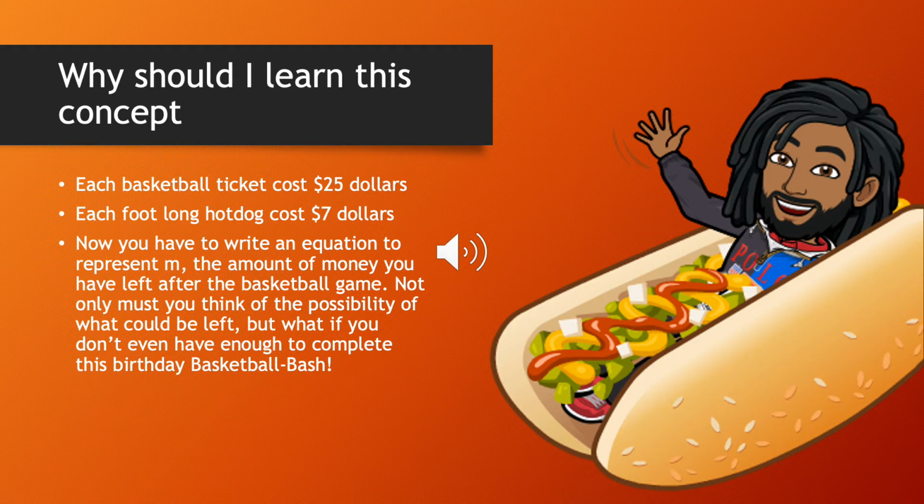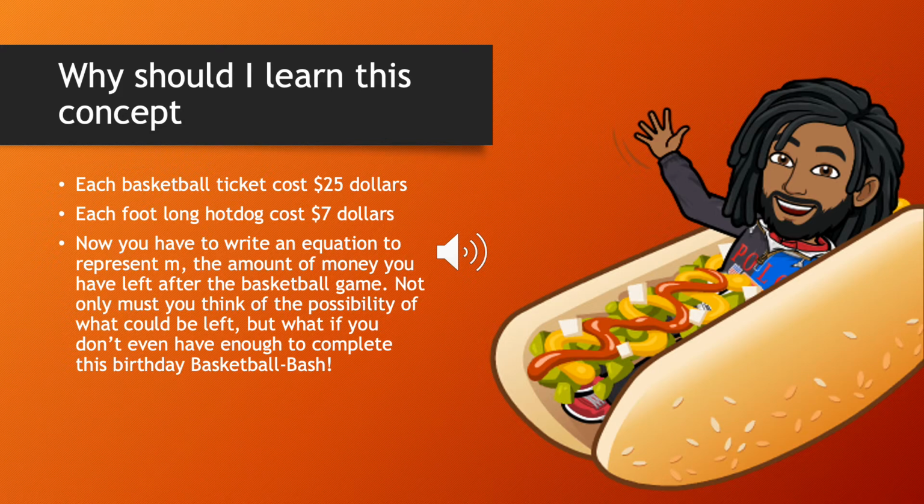Your best friend has been bugging you because they've been to a professional NBA game and they know how spectacular these hot dogs are. So now you have to write an equation to represent M, the amount of money you have left after the basketball game. But we're dealing with real life scenarios. So not only do you have to worry about what if you have some money left, but you also have to think about whether you even have enough money to complete this birthday basketball bash.